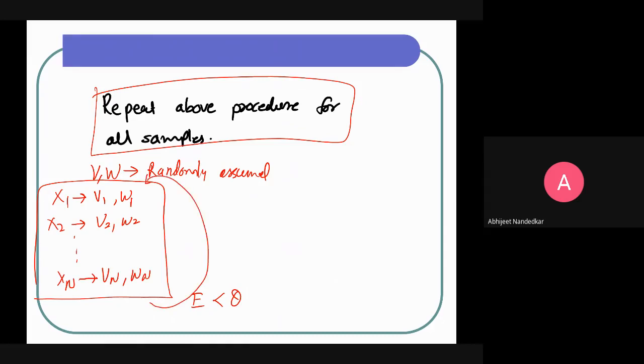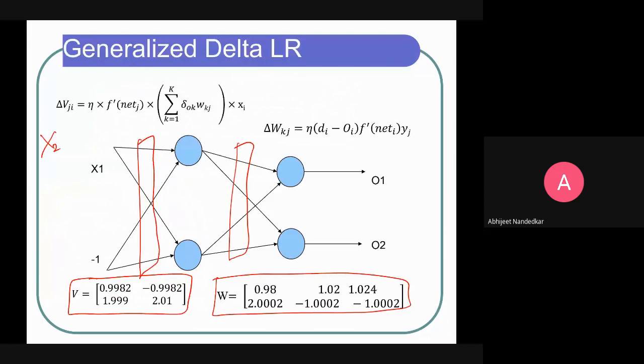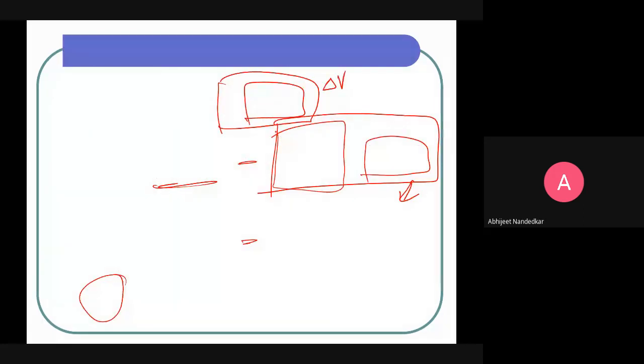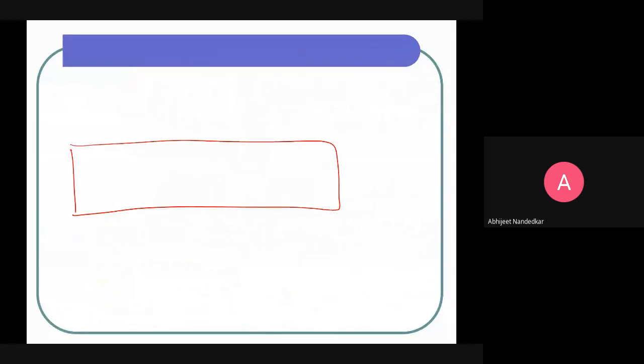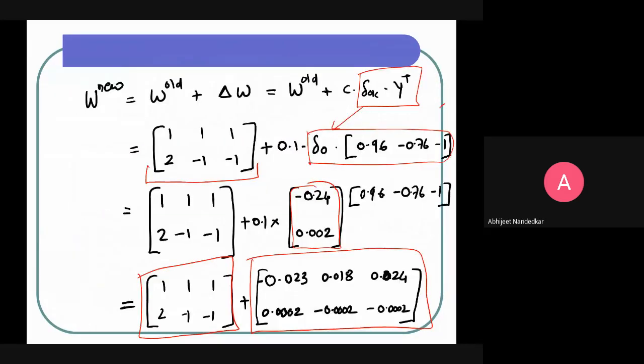Now, when you repeat the procedure, you carry forward the last updated weights. You will not randomly assume again from the beginning. This last updated weight you will take as the input for the next iteration. Like that, you will repeat. So this is the way we update this multi-layer network. If you have any doubt, you can ask. Otherwise, we will stop.